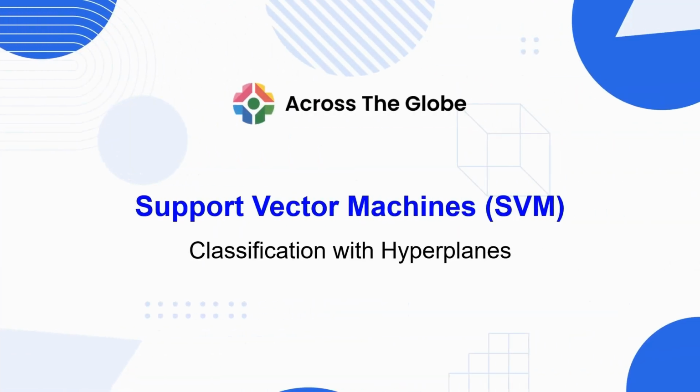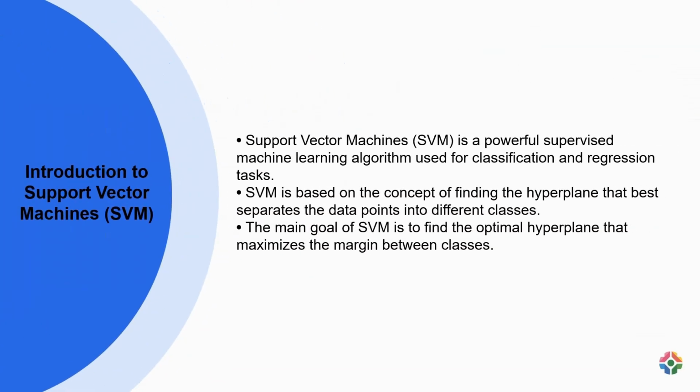Today we will learn about support vector machines, SVM. Support vector machines, SVM, are a type of supervised machine learning algorithm that excels in classification and regression tasks. They operate by identifying the hyperplane that effectively segregates data points into distinct classes. SVM aims to locate the optimal hyperplane that maximizes the margin between these classes.